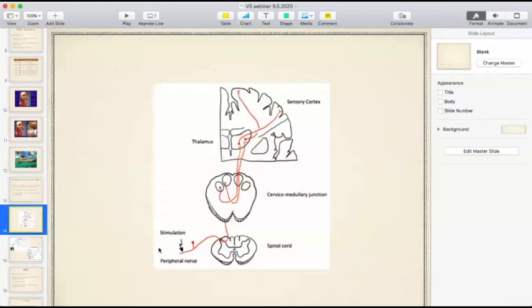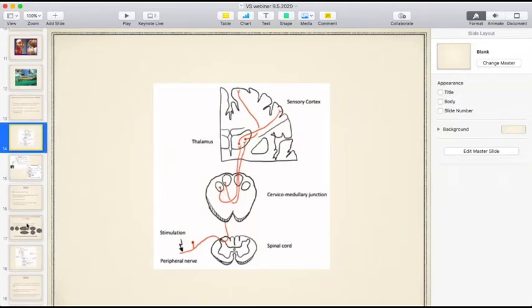This is a diagrammatic representation of a sensory nerve that is being stimulated, and the signal travels up the tracts in the spinal cord and ultimately ends in the sensory cortex. So a lesion or a disruption at any level of the sensory system can lead to loss of somatosensory evoked potential, and can alert the surgeon about any potential neurological damage.